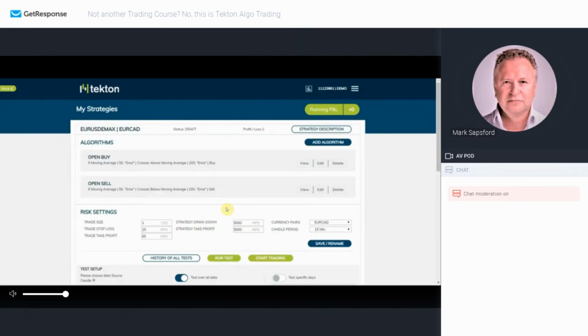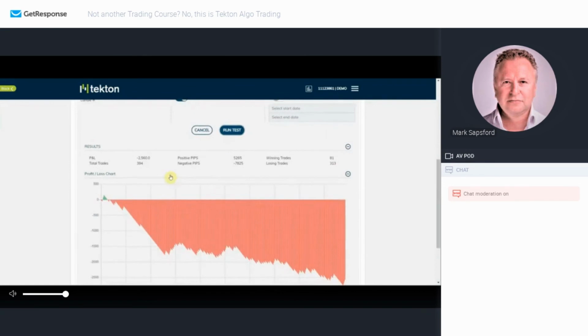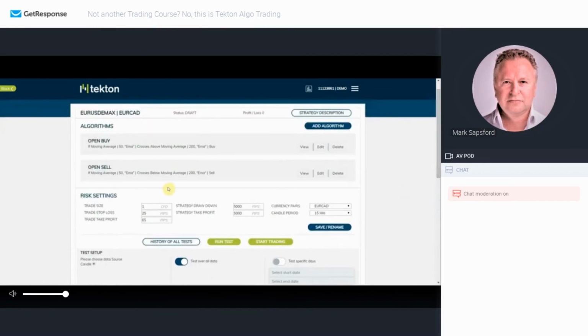Okay, so you've edited your strategy and you've done subsequent back tests, and you're not really happy about the results. And there's one here that, as you can see, drew down by 2,500 pips in the 2 years, so not really that successful.